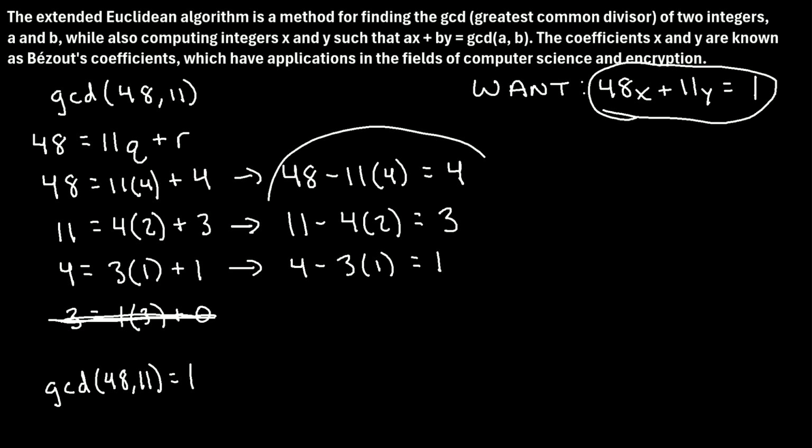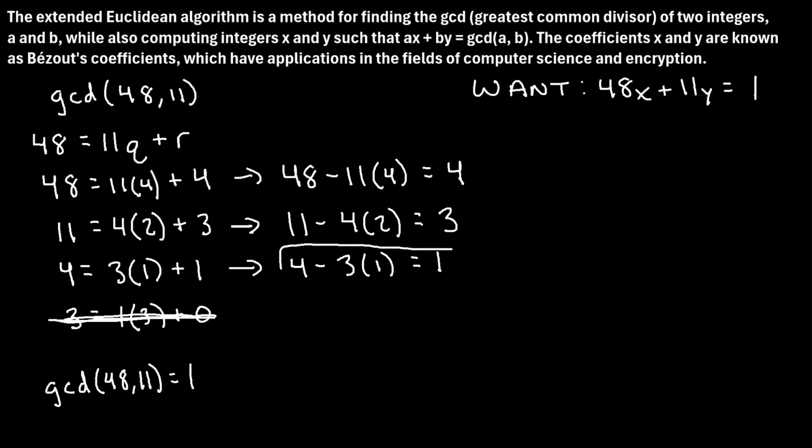If we look at these three equations that we have, this first equation is almost what we want. We have 48 times, you can imagine there's a 1 right here, minus 11, or if you want to imagine this is a plus 11 times a negative 4, is equal to 4. But notice we want to have a 1 on the right-hand side. Remember, that's the GCD that we found. And right now we have a 4. So what we're going to do is start with the very last equation right here that we rewrote, and we're going to work our way up to get to this equation.